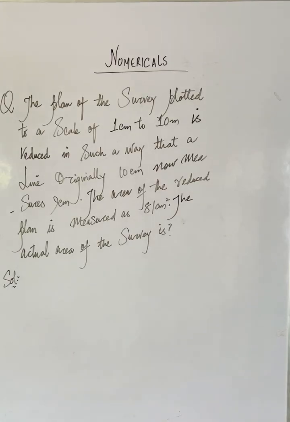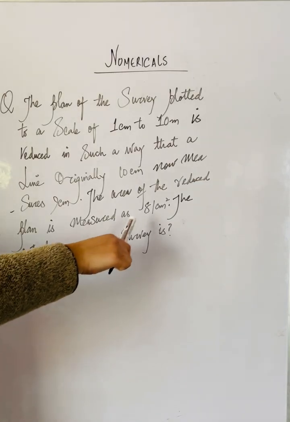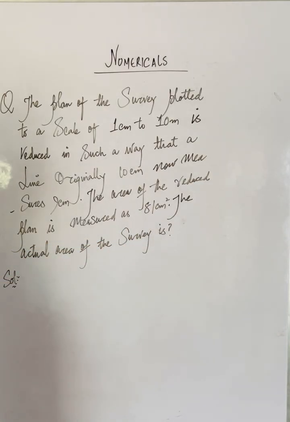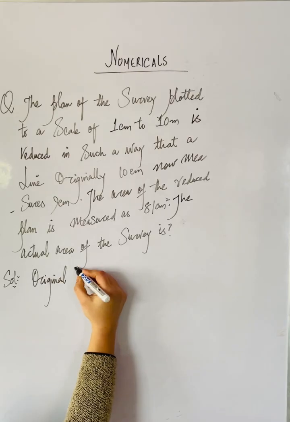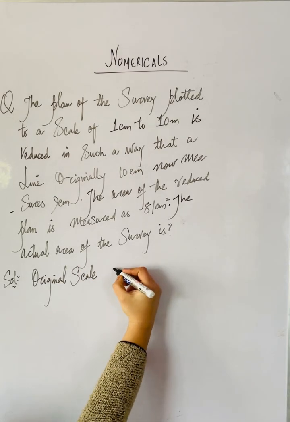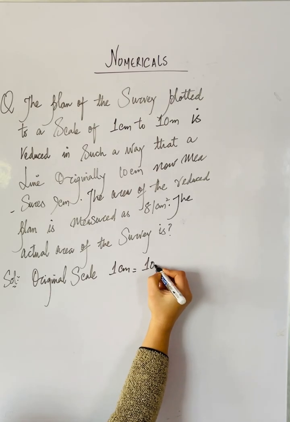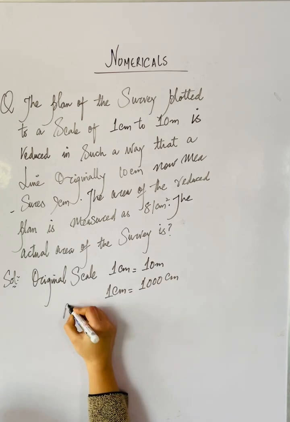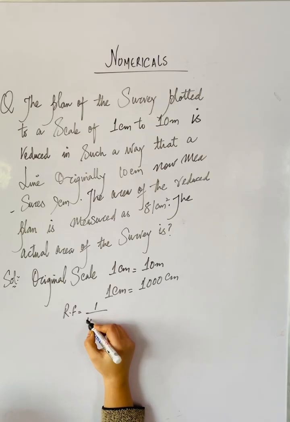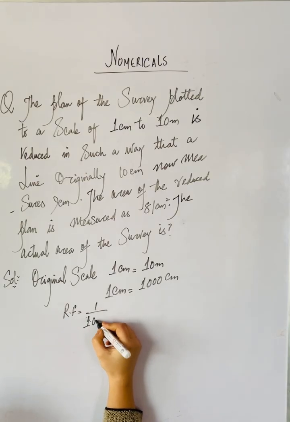The question is the plan of a survey plotted to a scale of 1 centimeter to 10 meter is reduced in such a way that a line originally 10 centimeter now measures how much? Only 9 centimeter. The area of the reduced plan is measured as 81 centimeter square. The actual area of the survey is, what is my original scale? My original scale is 1 centimeter is equal to 10 meters. That means 1 centimeter is equal to 1000 centimeters. My original RF is 1 by 1000, right?